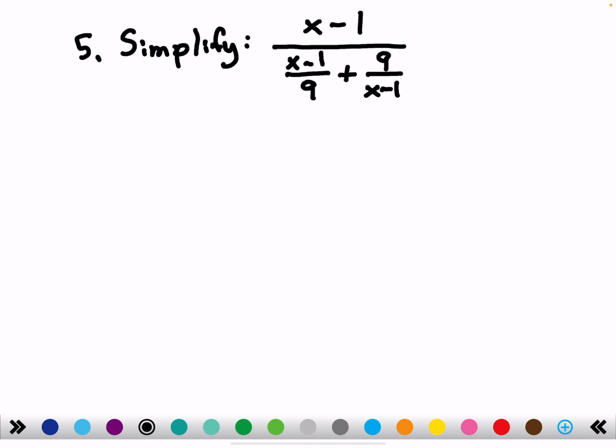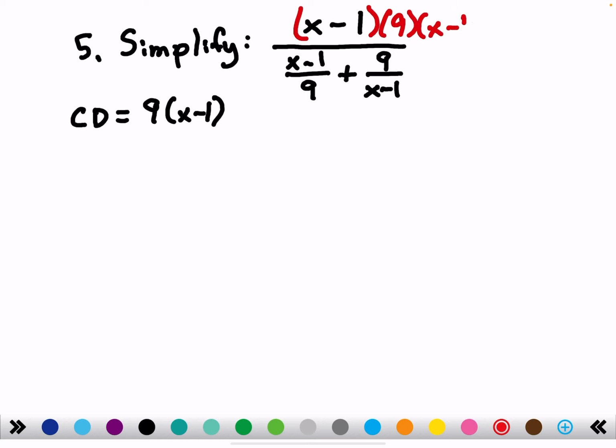Number 5, let's simplify x minus 1 over x minus 1 over 9 plus 9 over x minus 1. And what is our common denominator? Well, the only terms we have in the denominator are 9 and x minus 1. So what do we do? Multiply top and bottom by the CD.